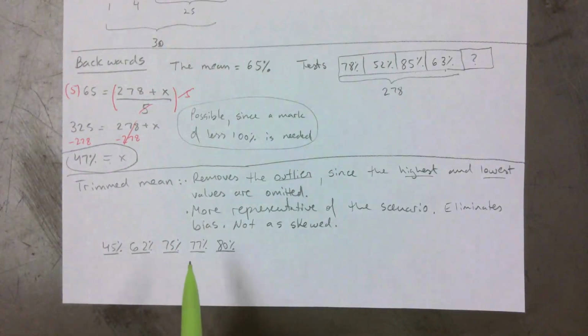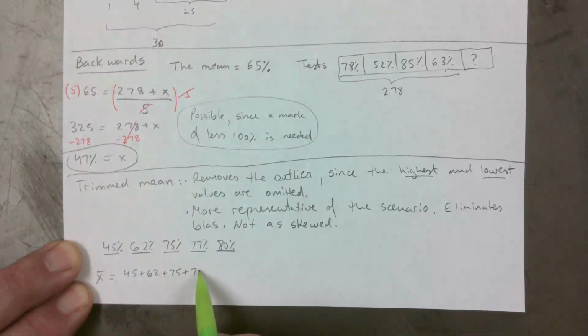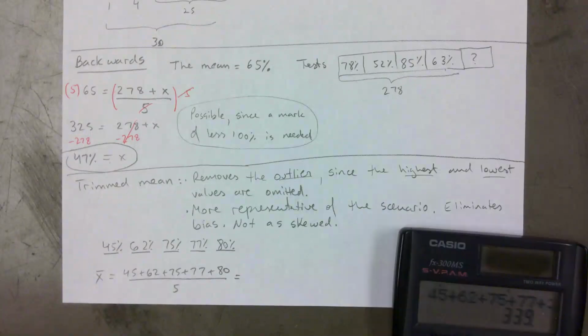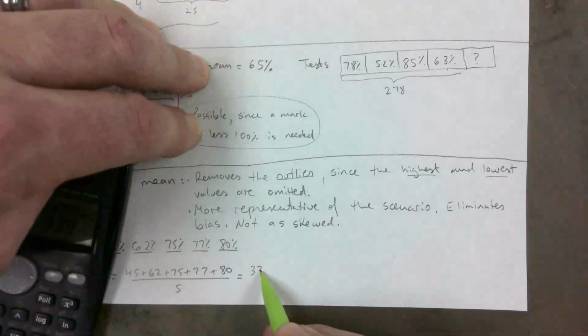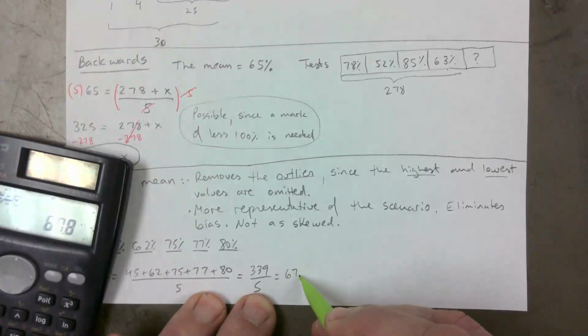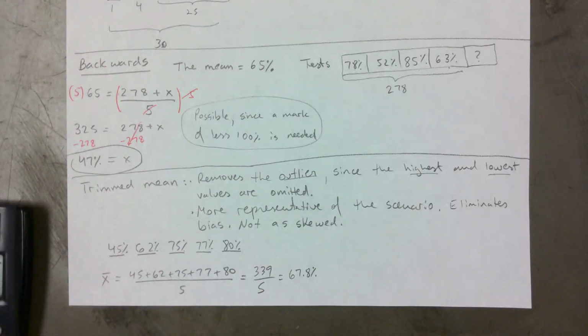So what would be the mean in this case? The mean would just be 45 plus 62 plus 75 plus 77 plus 80 divided by 5. So what does that give us? That gives us 339. If you add that up, divided by 5, that's 67.8%. So that's if just the average is being used, the regular arithmetic mean.